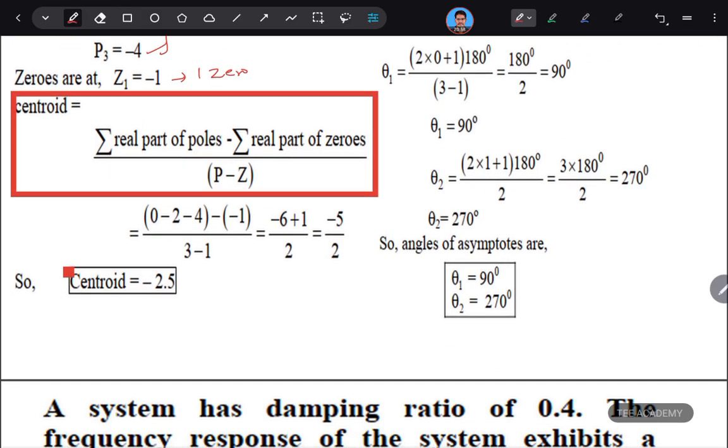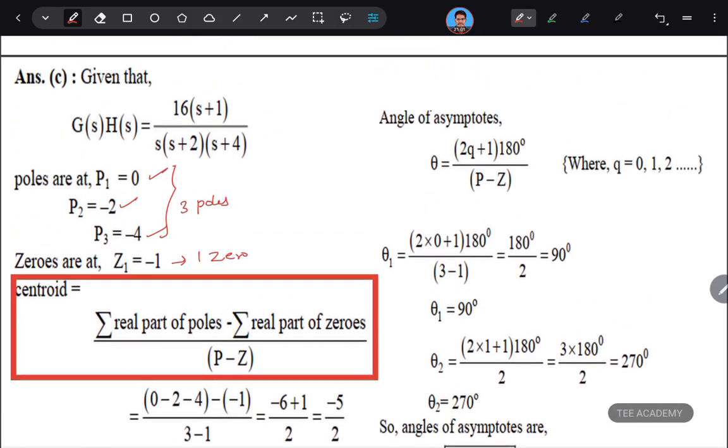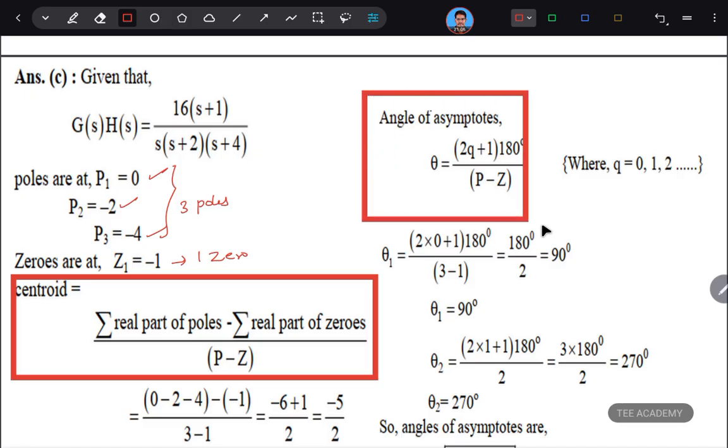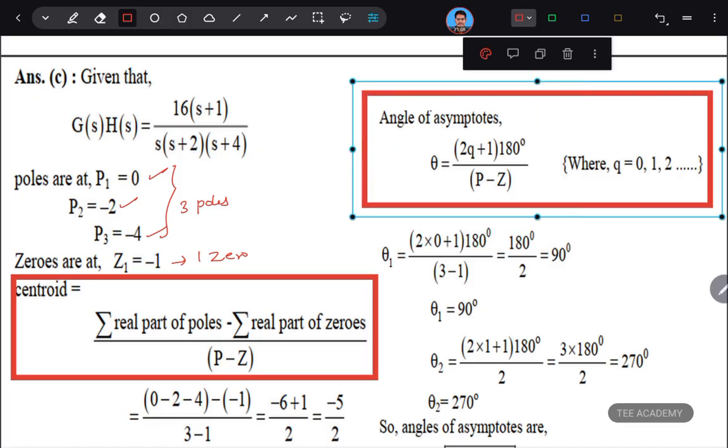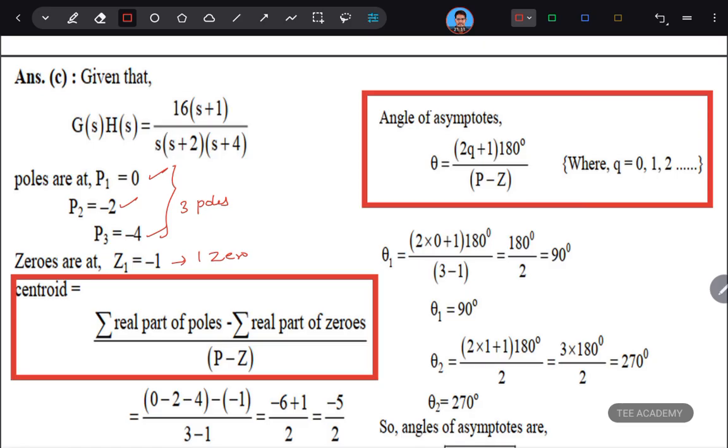Okay, so next we need to find the angle of asymptotes. The formula for the angle of asymptotes is here. Theta is equal to (2q+1) times 180 degrees divided by (p minus z), where q can be taken as 0, 1, 2, 3. So for theta 1, first take q as 0: (2 times 0 plus 1) times 180 divided by (p minus z), which is 3 minus 1. Simplifying, theta 1 is equal to 90 degrees here.